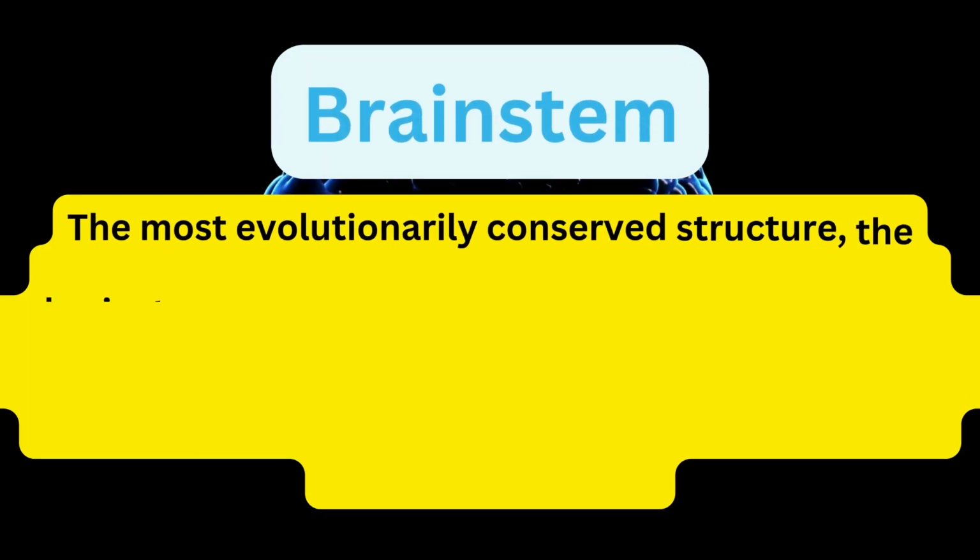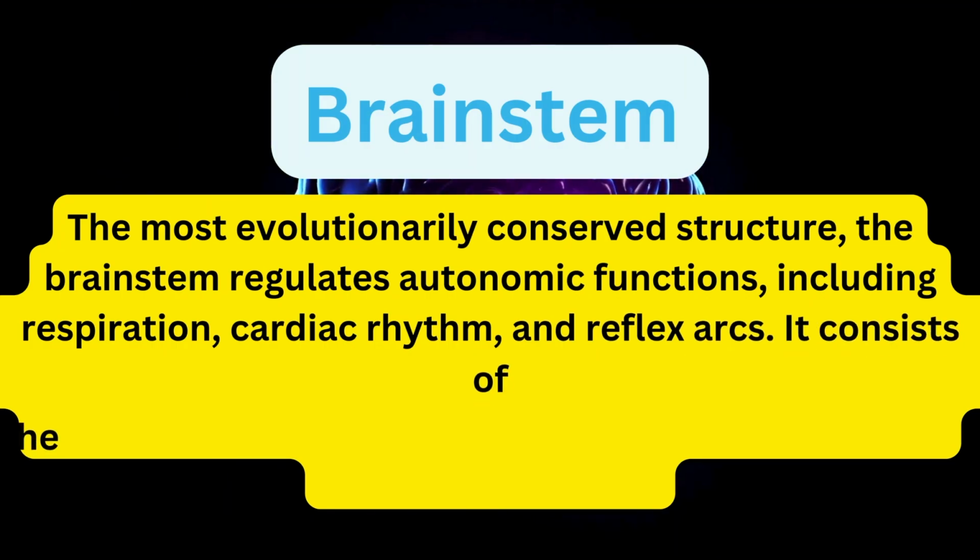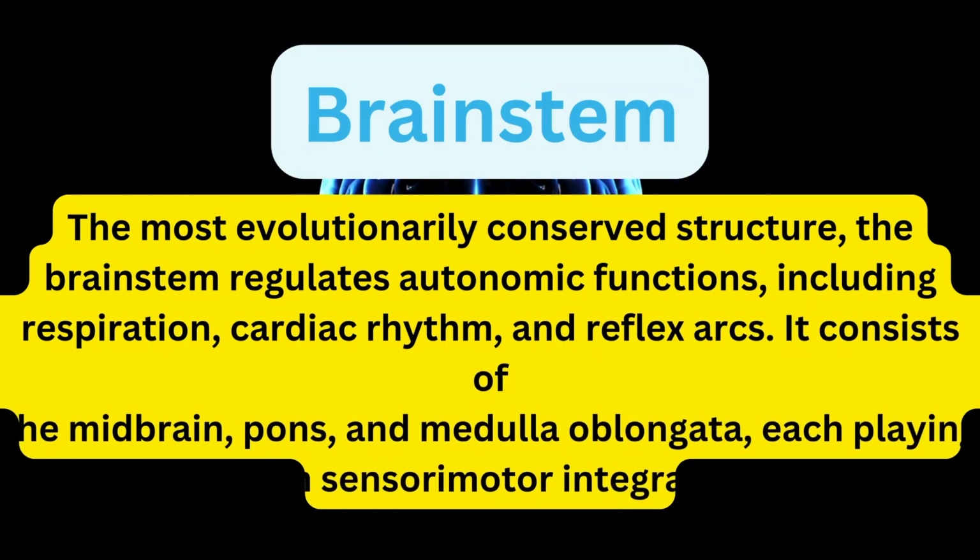Now let us delve into the brainstem, the most evolutionarily conserved structure. The brainstem regulates autonomic functions including respiration, cardiac rhythm, and reflex arcs. It consists of the midbrain, pons, and medulla oblongata, each playing an important role in sensory-motor integration.